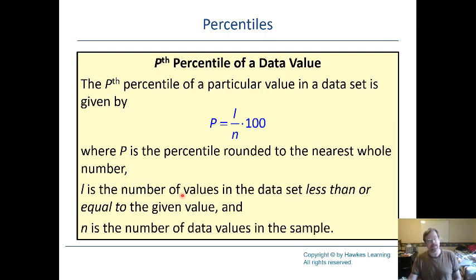If we know the order of something in an ordered array, we can just rearrange that formula. We divide that by the total number, multiply it by 100, and that gives us the percentile for that value. We just have to know where it sits in that ordered array.